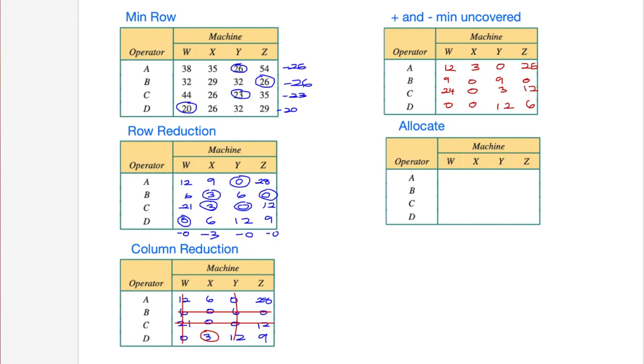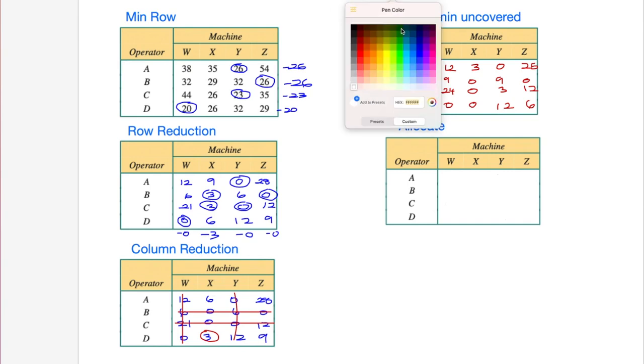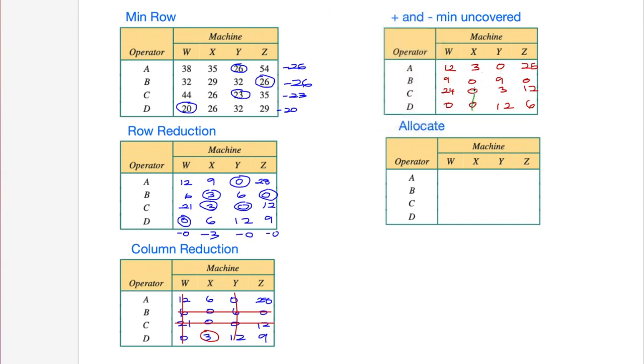So if we now, I'll switch colors here, I might go to green. And so if we try to cover all of them, we've got 3 zeros here, so I might go for that one. Switch to a straight line.